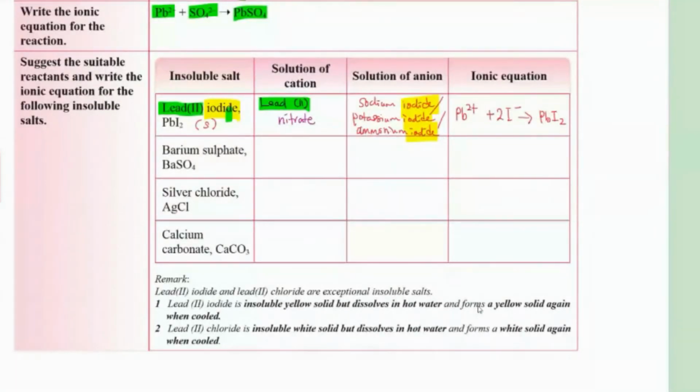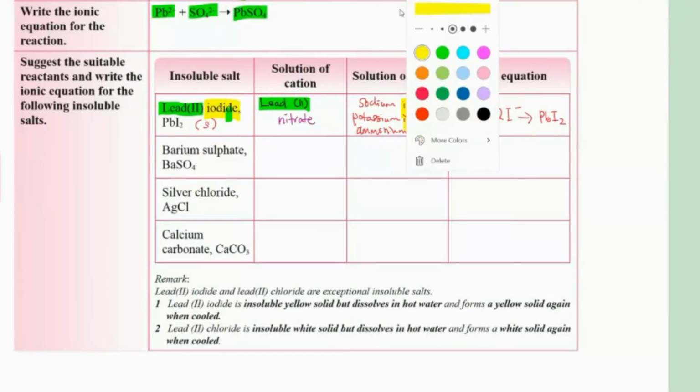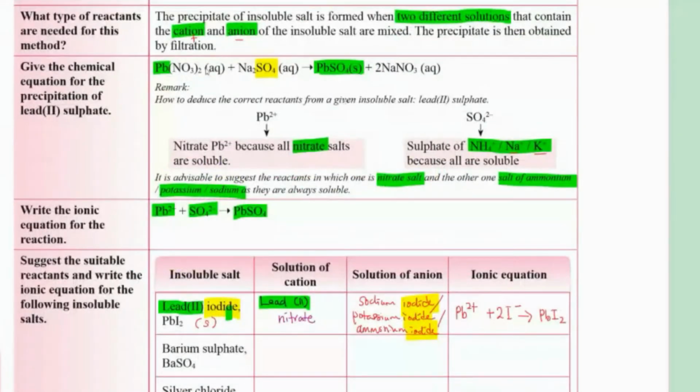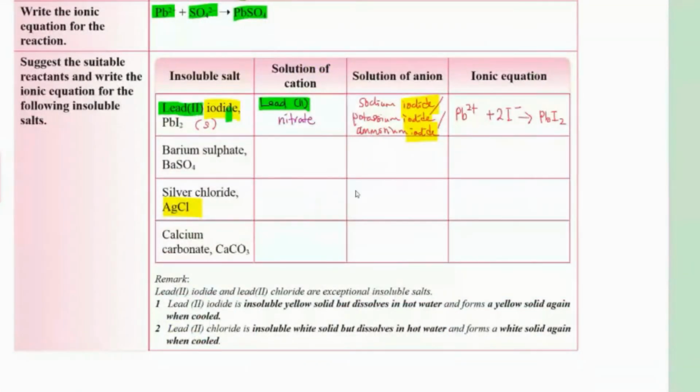Let's say silver chloride, class. Silver chloride. So we must choose two solutions, right? Two solutions mixed together, you will get the insoluble salt immediately. So we need to choose what? One is the silver, another one is chloride. Suggestion, class. Silver what? Silver nitrate, no? Very good.